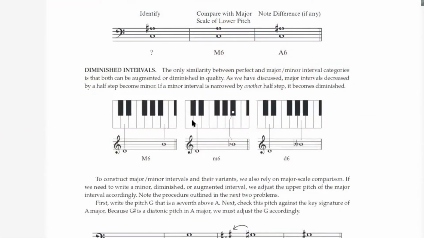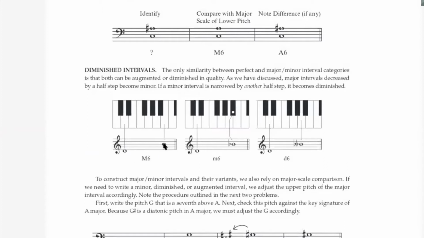About the diminished intervals, which, remember, is a half step lower than a minor interval. If you have a question where you need to find the note that is a diminished interval above something, start by finding the major interval. This question, they're looking for a diminished 6. We start by saying, what is a sixth above D? D, E, F, G, A, B.